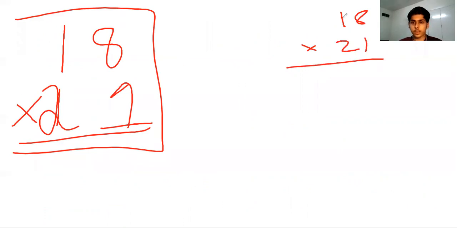So first things first. First, you're going to deal with the one-digit number on the right, on the bottom right. So 8 times 1, 8. And 1 times 1 is 1. Why don't we write that down?